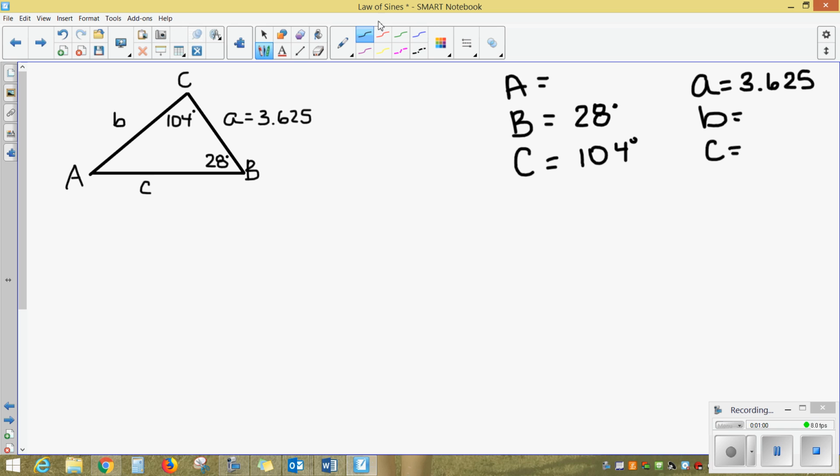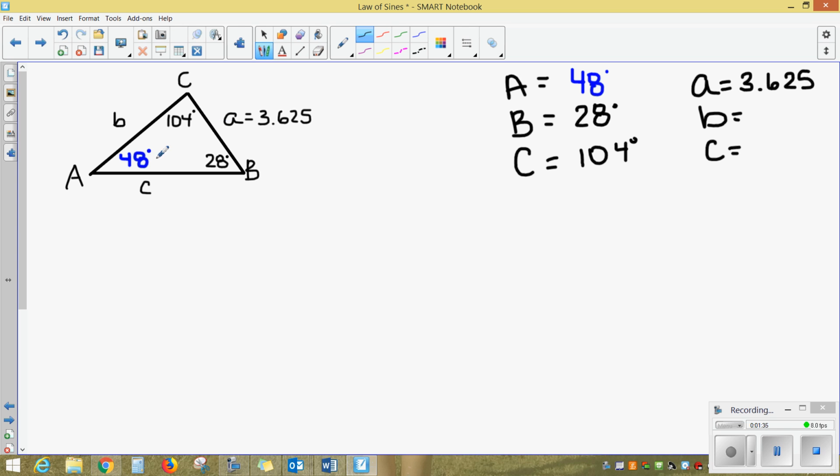And just like before, we can add up the 104 and the 28 and subtract that value that we get from 180. And so then we find out that 48 degrees is our missing angle. Now, even if we didn't know the 48 degrees was our missing angle, that would make this particular example pretty hard. So we needed to find that third angle so we can go forward.